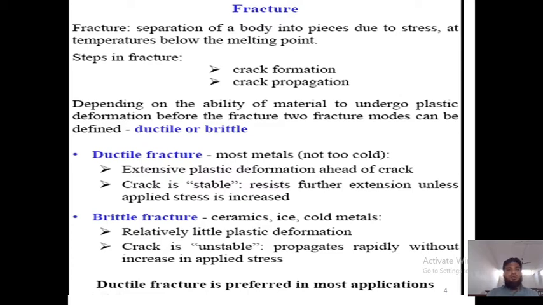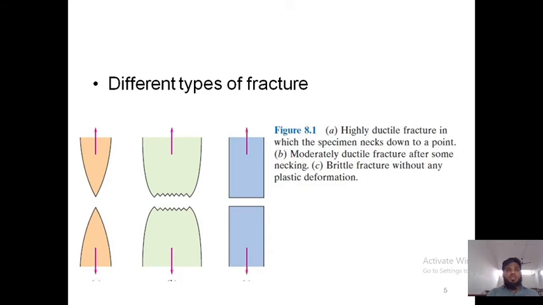I hope you have understood this. So next, what is the difference between a ductile fracture and a brittle fracture, if you see.